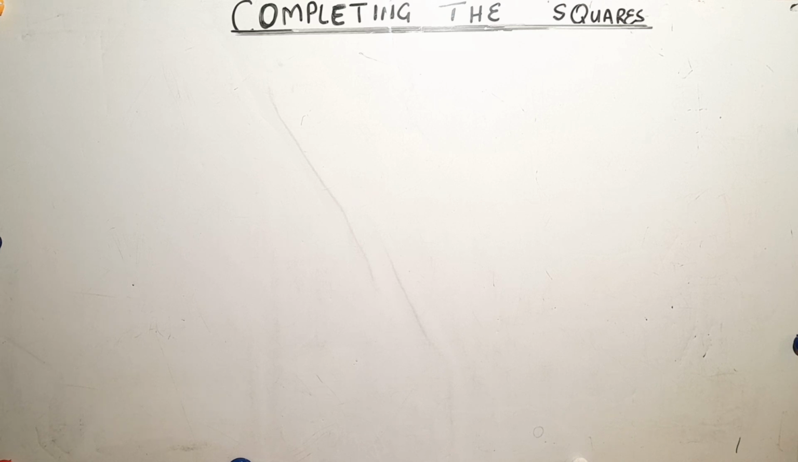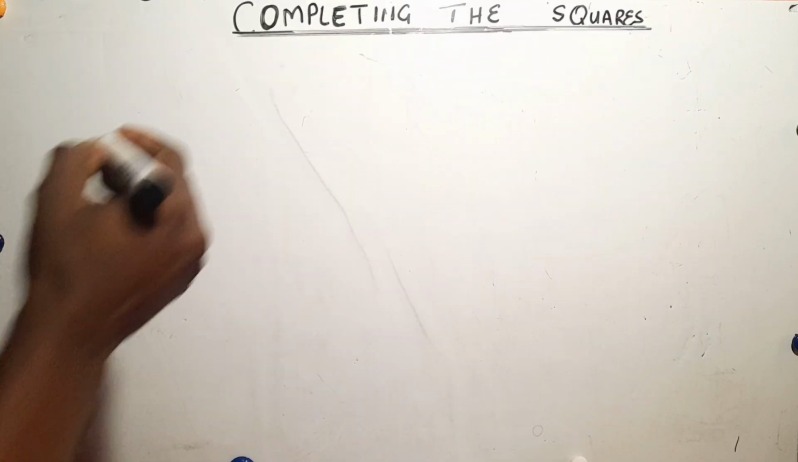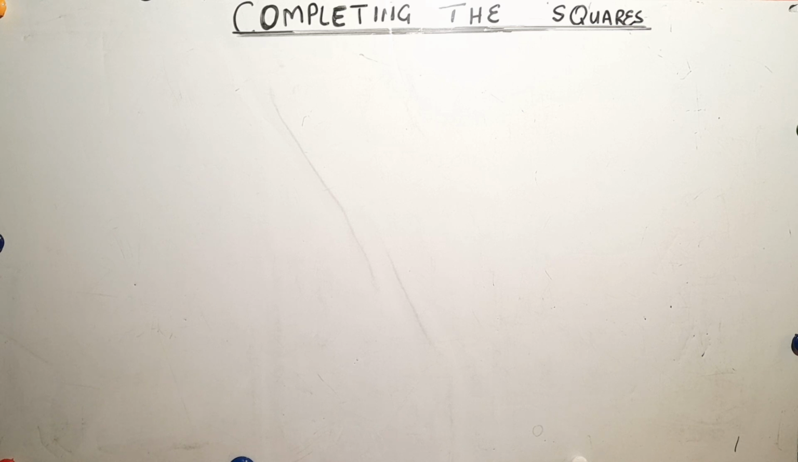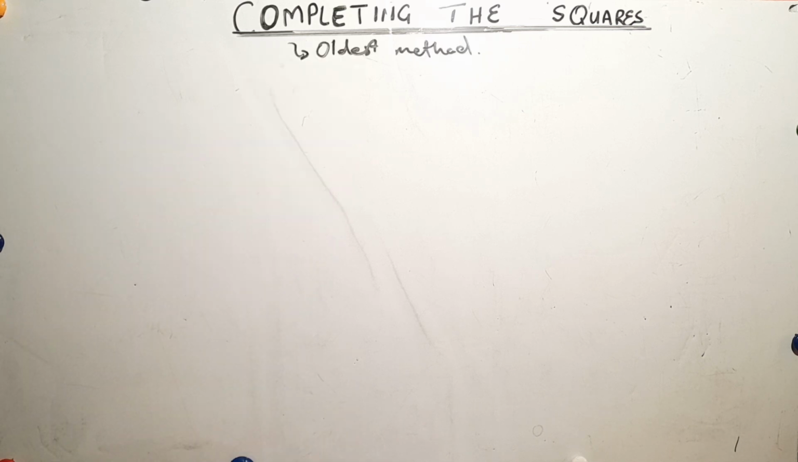So today we are doing completing the squares, and you're going to understand the importance of completing the squares, and also what you solve with completing the squares. So let's just get straight to it and enjoy this together. Completing the squares is one of the oldest methods of solving general quadratic equations. It is so important and so efficient in solving equations.